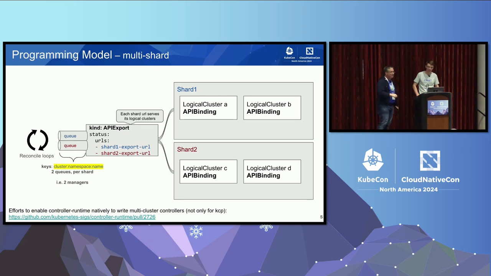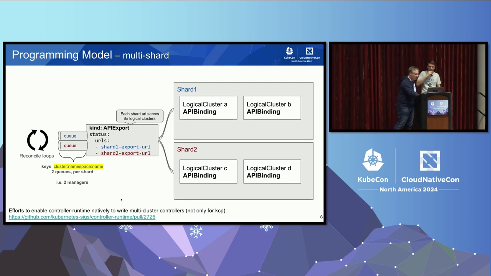If you have multiple shards, it's typical, and this is a restriction of our controller-runtime variant at the moment, that you run one manager per shard. And the manager handles all logical clusters, but you have multiple of them. And there are URLs you have to talk to. In the example of the export, you get those in a list. And you have two queues, two managers, and they do the work. In the moment there's a new shard coming up, you start a new one.